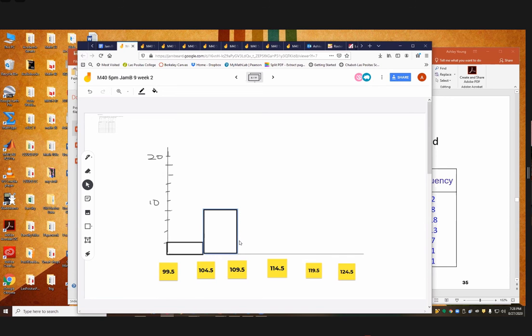Also make sure, as I think I mentioned to folks before, that this rectangle should start at one boundary and end at the other boundary. It shouldn't be centered like this, because this is not represented by 99.5. It goes from 99.5 to 104.5. So 99.5 should be on one edge, and this should be on the other edge. That's one way that you'll get points marked off on the exam if you do it the other way.